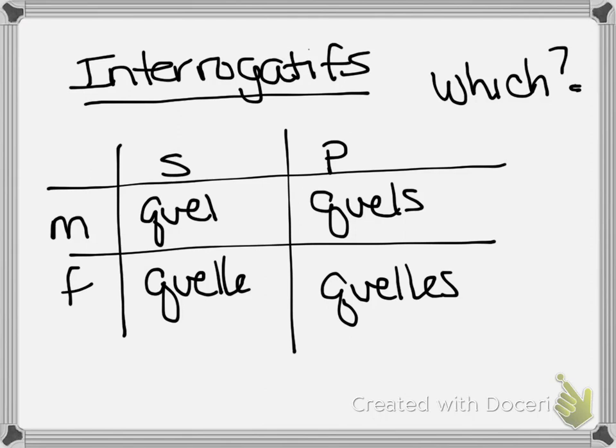So the masculine singular is just Q-U-E-L, feminine singular, double the L and add an E. And for the plurals, you add an S. And again, they agree with the noun that they're modifying, which is typically the noun that's after it.